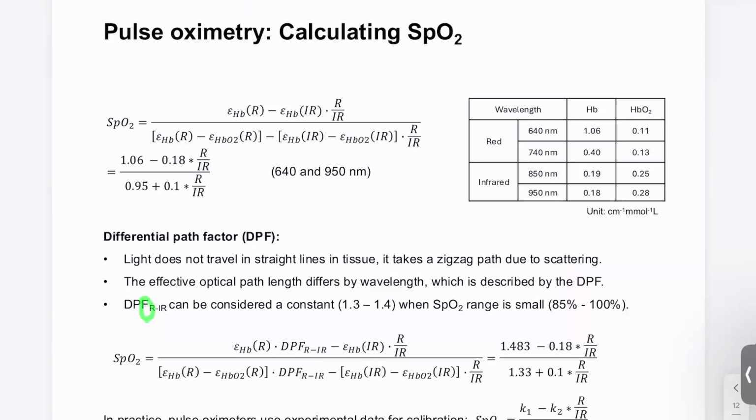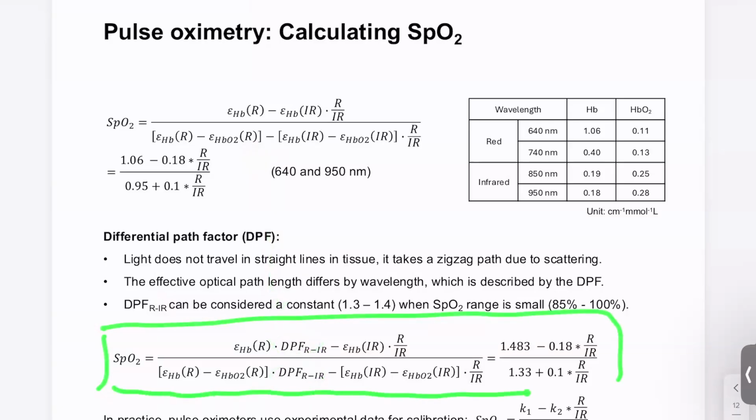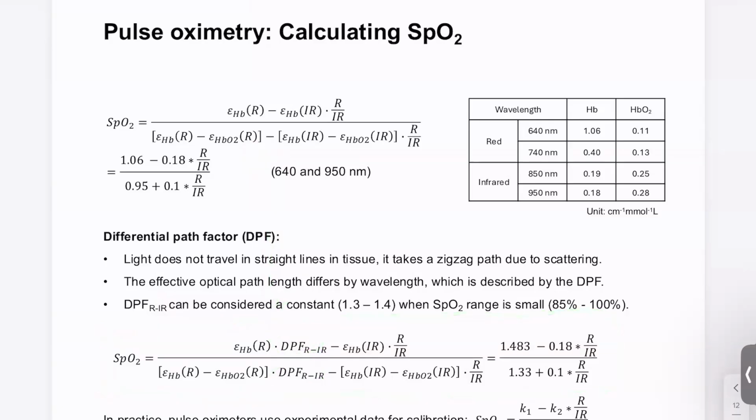And DPF, red light versus infrared, is a constant, which is 1.3 to 1.4. So you just need to plug in DPF into this original formula. Then you will be able to get this. This is more accurate. And in practice, pulse oximeters often use experimental data for calibration.